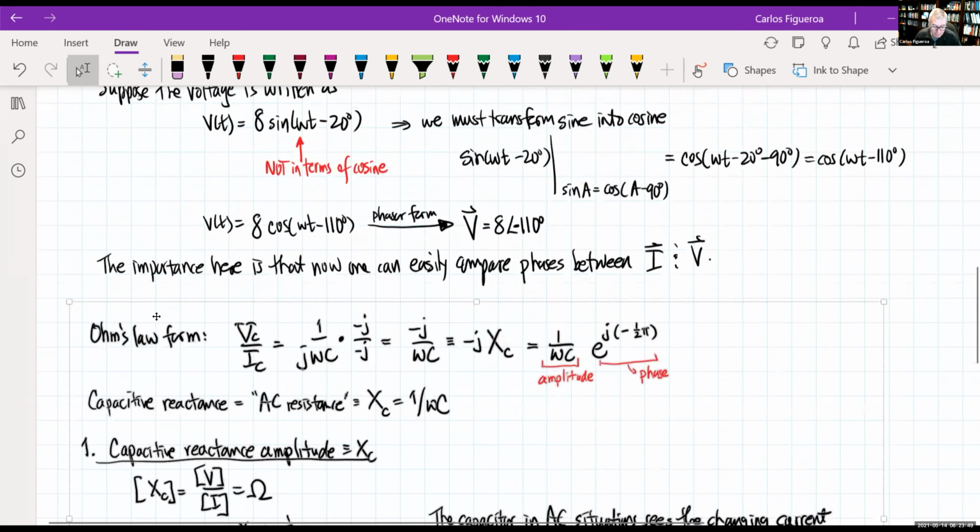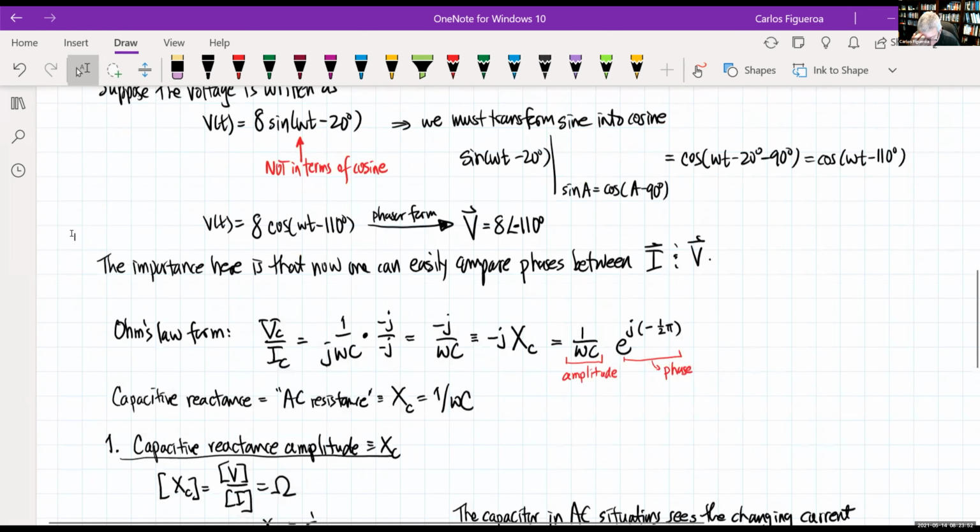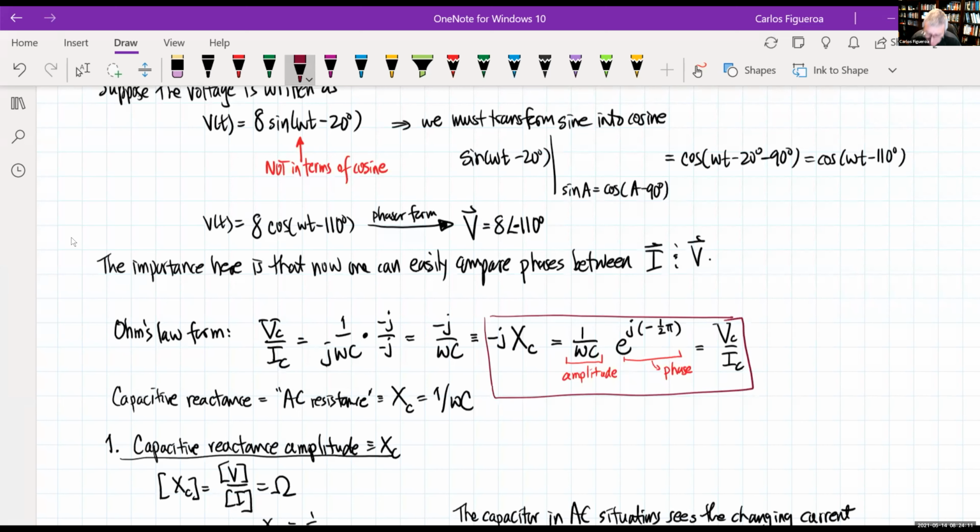So now we were talking about Ohm's law for the capacitor. And we end up getting this relationship, this ratio right here. So V_C over I_C is this whole relationship right here. And our job is to analyze this. So if we want to analyze this, we want to look at the amplitude, and then we want to look at the phase.